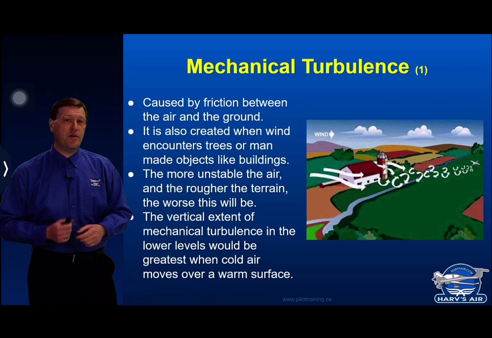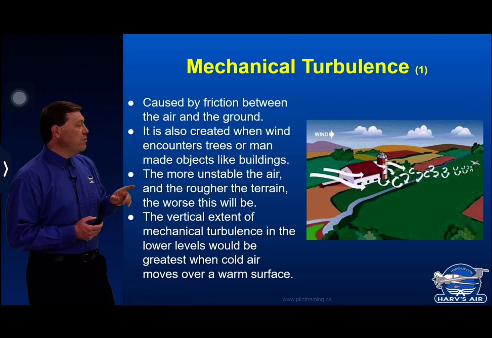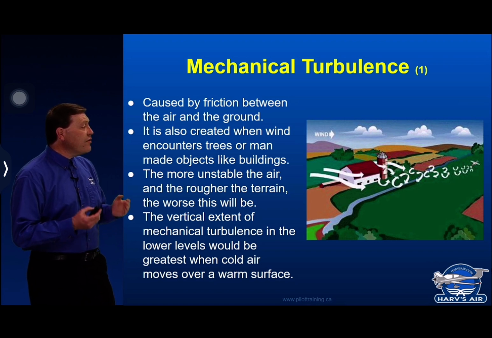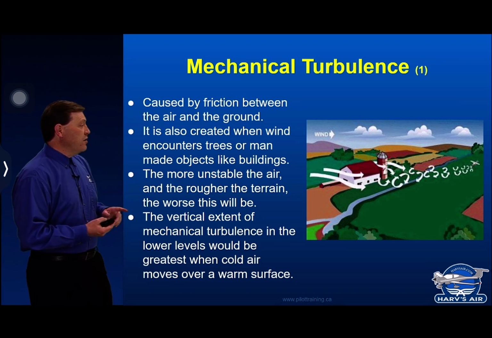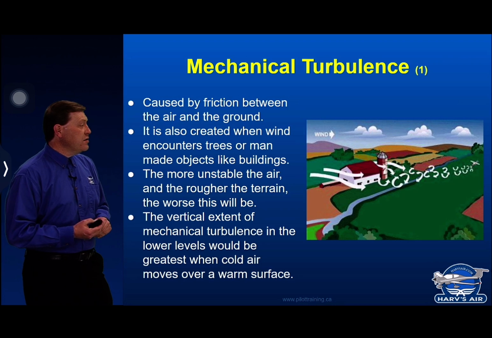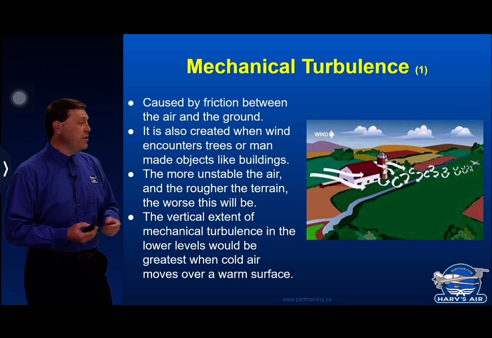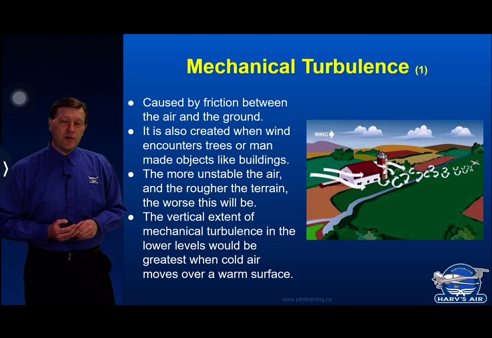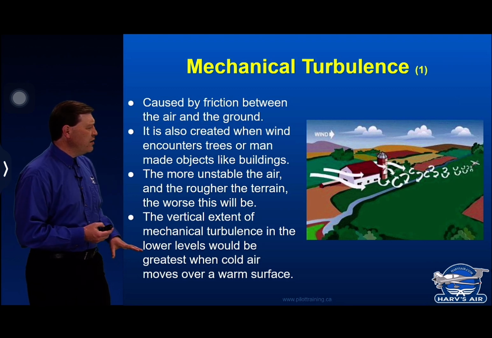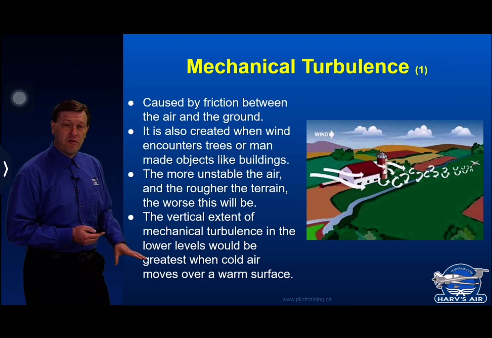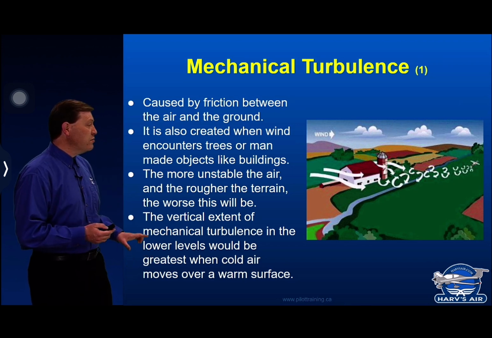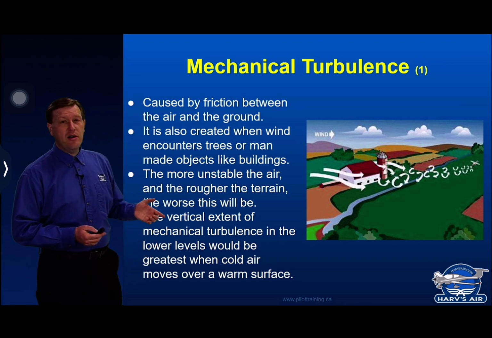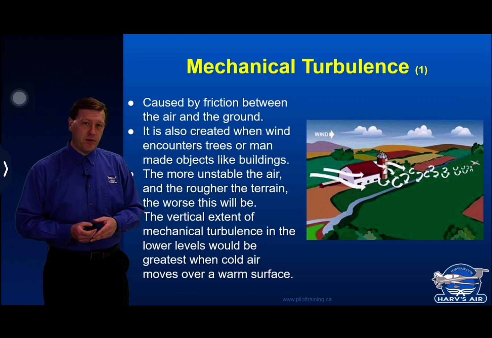It makes it very difficult to land. The more unstable the air and the rougher the terrain, the worse this turbulence will be. That makes sense. The vertical extent of the mechanical turbulence in the lower levels would be greatest when cold air moves over a warm surface. Hey, wasn't that something that we said caused convective turbulence as well? Yes, it was. So cold air over warm air, that often creates problems for us.